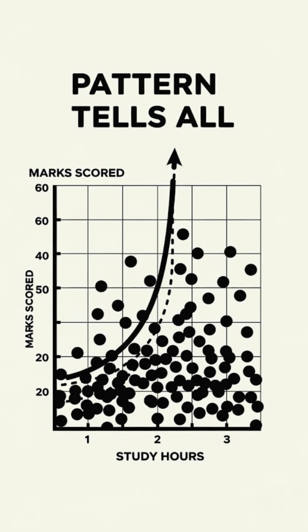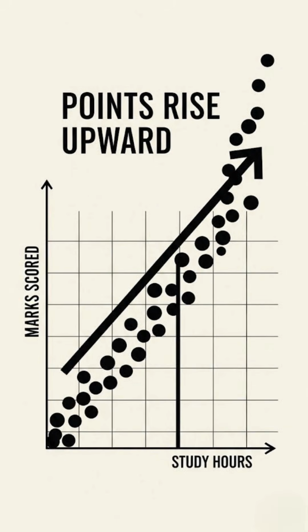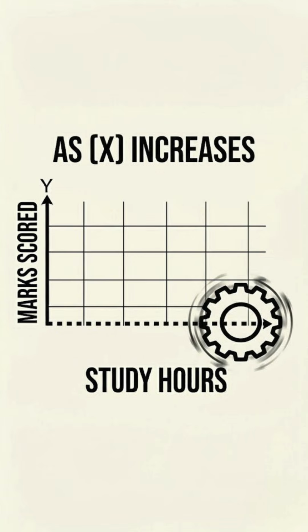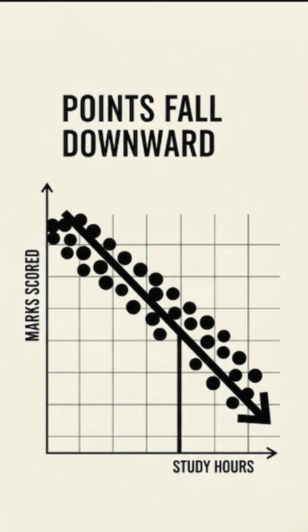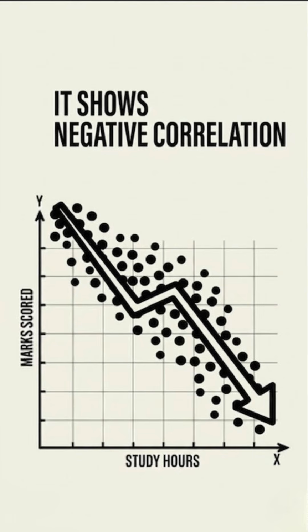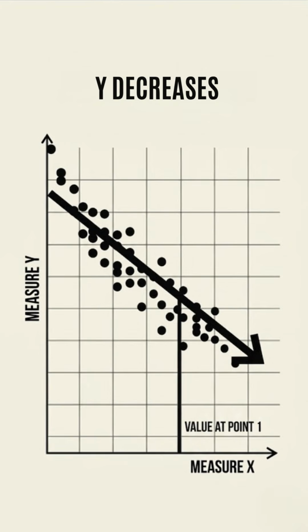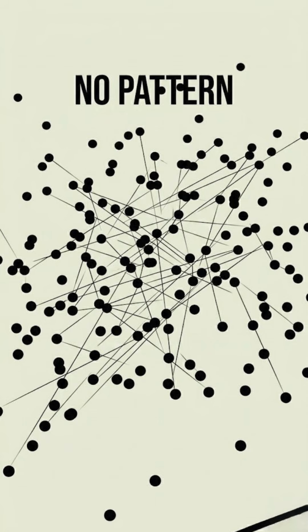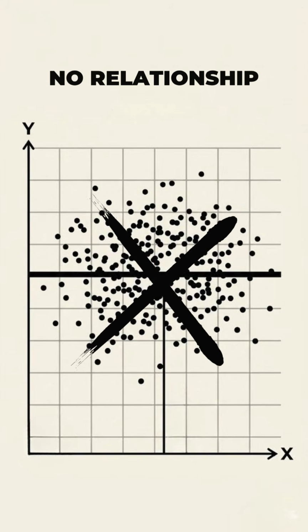Now, the pattern formed by these points tells us the type of correlation. If the points rise upward from left to right, it shows positive correlation. This means as x increases, y also increases. If the points slope downward from left to right, it shows negative correlation. This means as x increases, y decreases. If the points appear randomly scattered without any clear pattern, it indicates zero correlation. There is no systematic relationship.